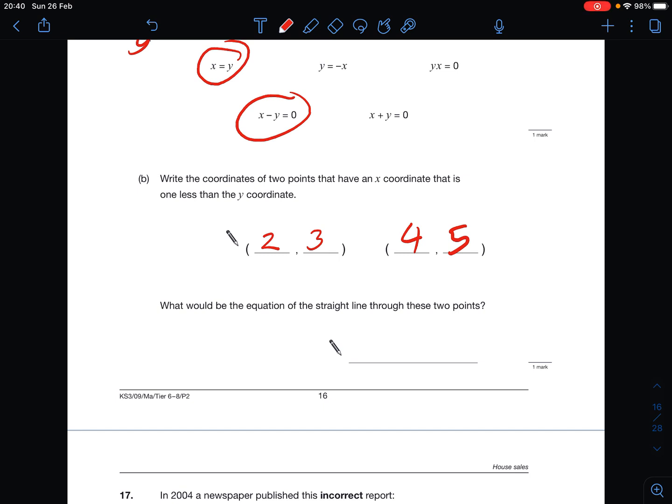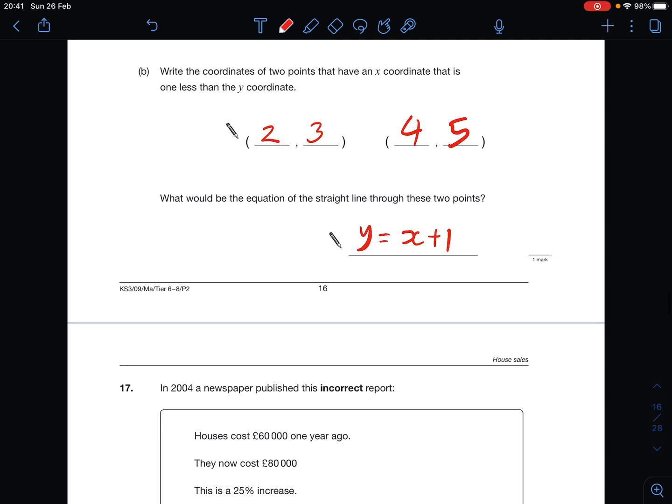So what I'm going to think is a equation of a straight line is literally just a relationship between points. And this relationship is y is equal to x, but I'm adding 1 on each time, because if I know that x is 1 less than y, y is 1 more than x, so I do y is x plus 1. Okay.